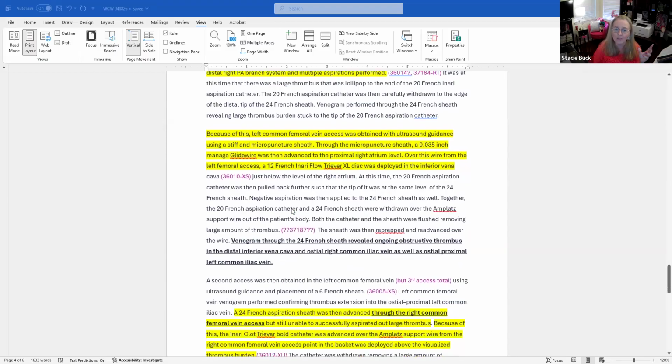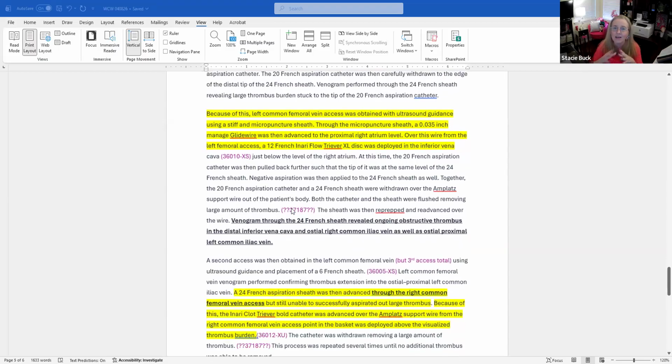When we come down to the next paragraph, it says that there's a left common femoral vein access that was obtained with ultrasound guidance. We don't have the required documentation to code ultrasound guidance again, so we're not going to do that. And then here, through the left common femoral vein access, it says that through the micropuncture sheath, the glide wire was then advanced to the proximal right atrium level. Over this wire from the left femoral access, the Inari flow retriever XL disc was deployed in the inferior vena cava, just below the level of the right atrium.